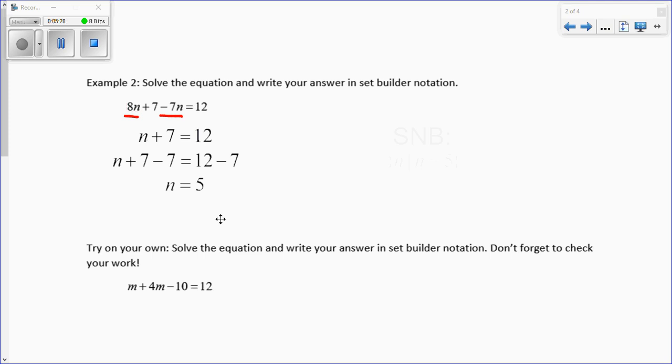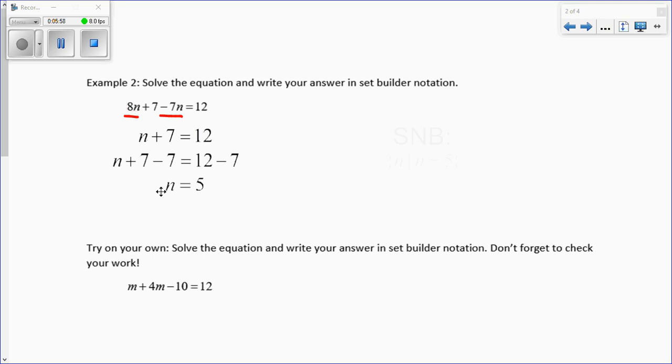And remember, I can always check my answer. I don't know if I explained this, but you can check your answer to see if you're right. So if you take the value that you get, 5, and you plug that back into the original problem in for both n's here, and you simplify that side, and it actually does equal 12, you know you're right. So you can check your work. Okay?